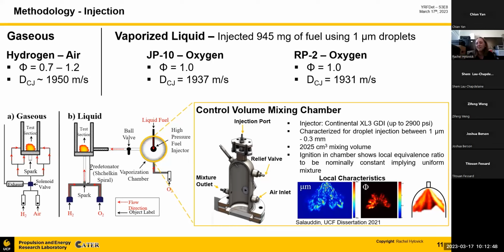And so then we go into the test section. For that one, we do use a pre-detonator. It's just a 1 foot Shchelkin spiral instead of a spark plug. That's just to get a little bit more activation energy, because the atomized fuels we found were a little bit harder to ignite. So that's why we see the pre-detonator there, but not in the other configurations. And that's how we inject most of our fueling.